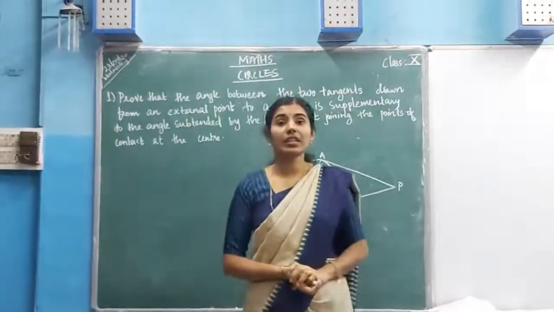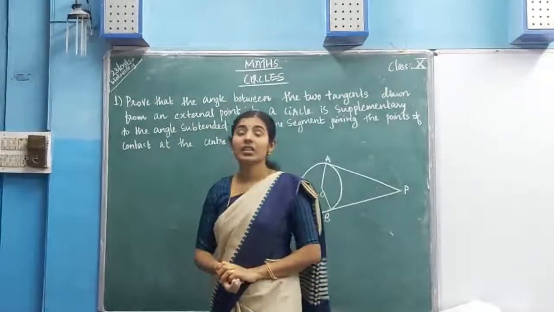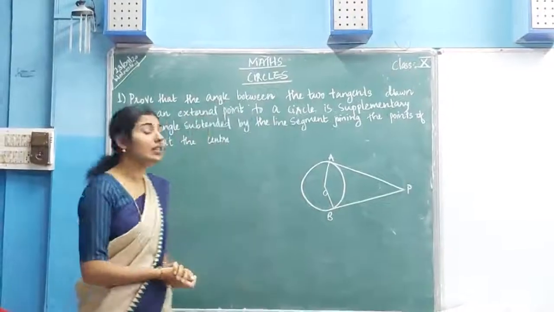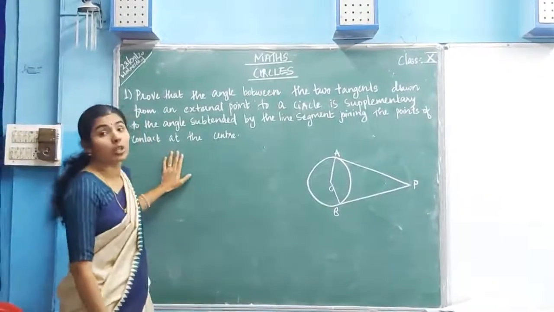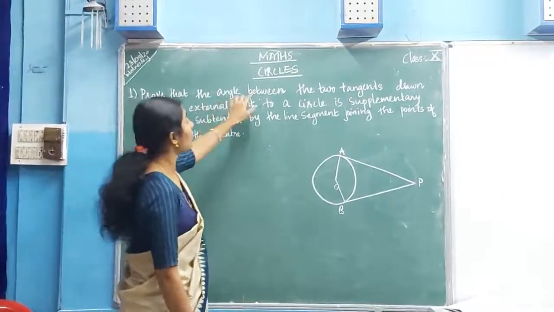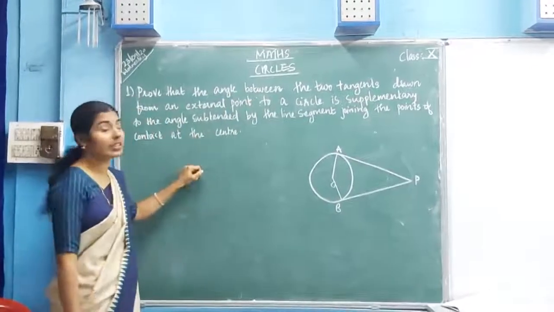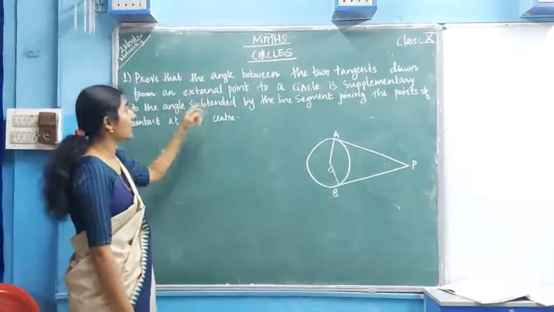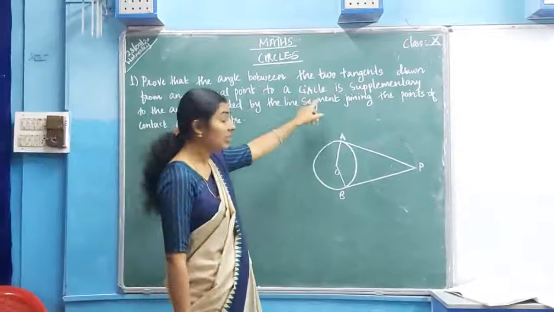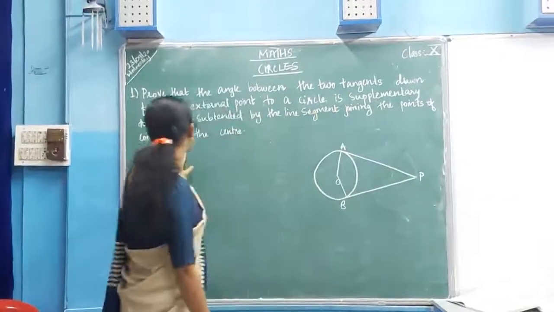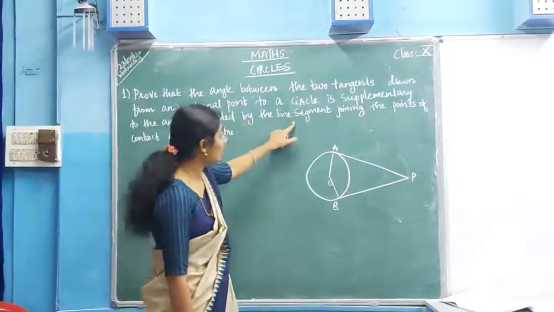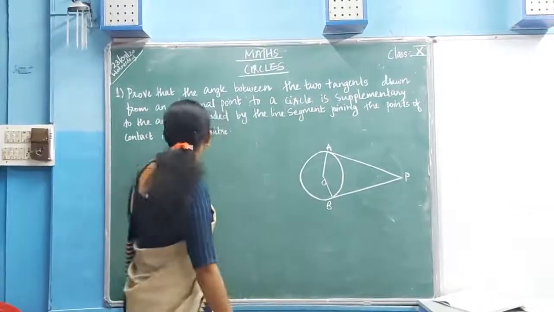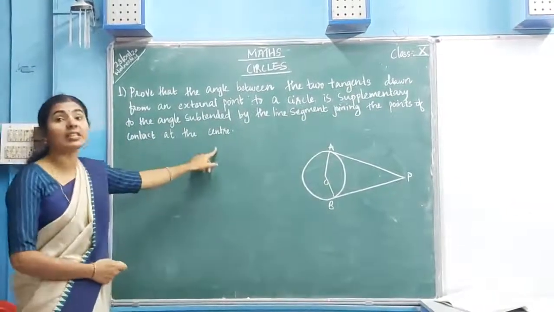Class for 10th standard. So the lesson name is circles. Today we will continue the sums from your textbook. See the first question. Prove that the angle between the two tangents drawn from an external point to a circle is supplementary to the angle subtended by the line segment joining the points of contact at the center.